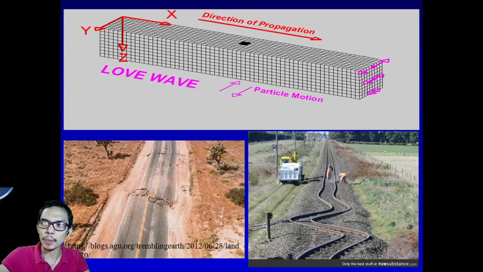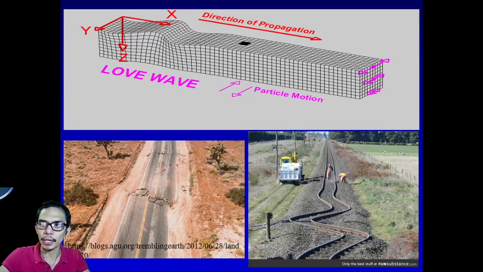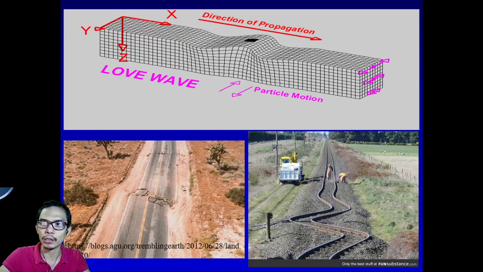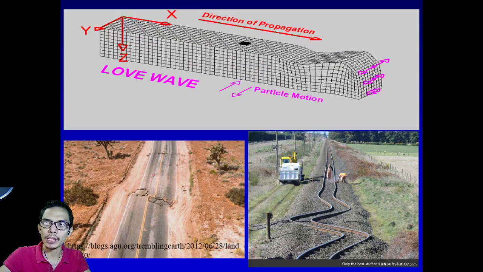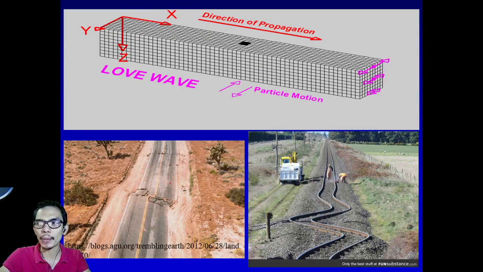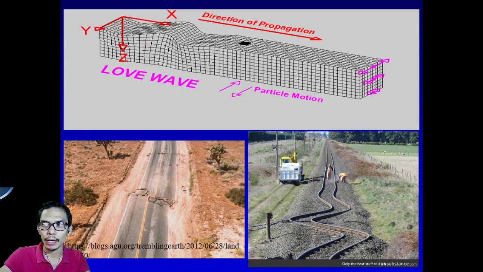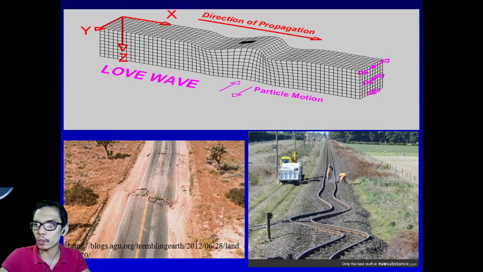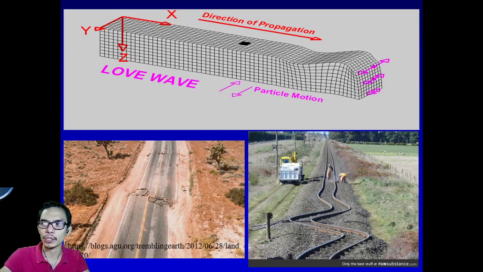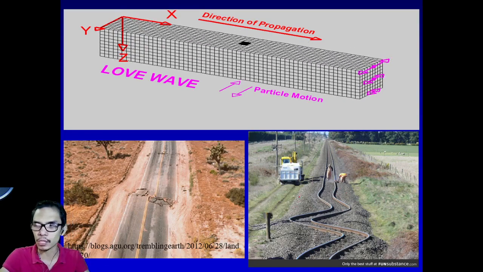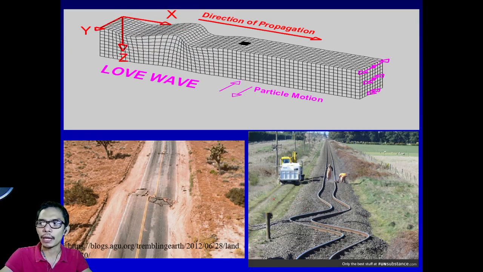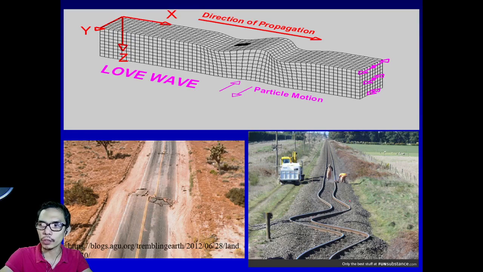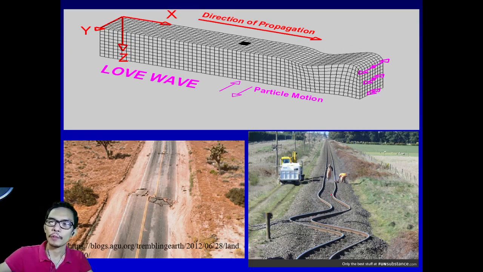Now, as you can see in this picture, the road over here is subjected to the passing of the Love waves. So what happens here is the road is bent side to side, as well as this railroad that you have right here. A Love wave passes through this area during an earthquake, so it bends the railroad in this area respectively.